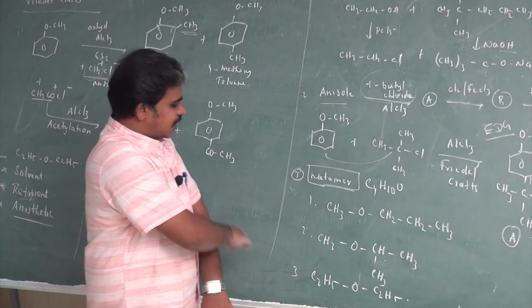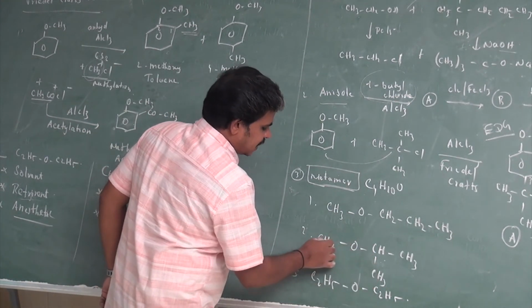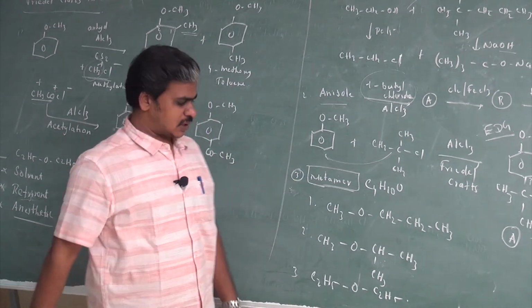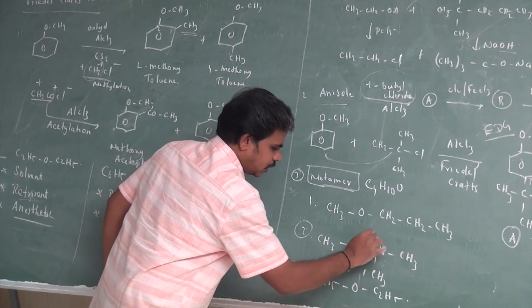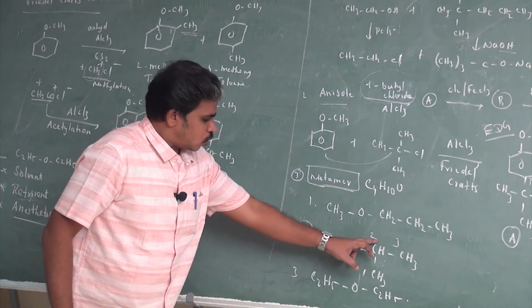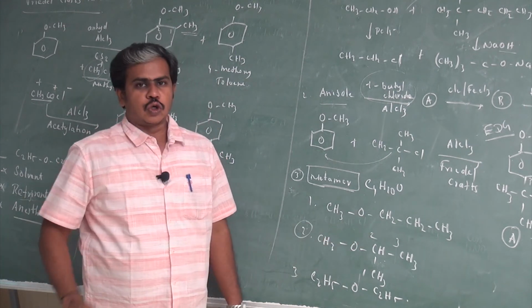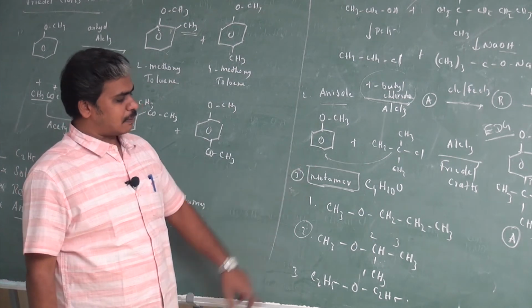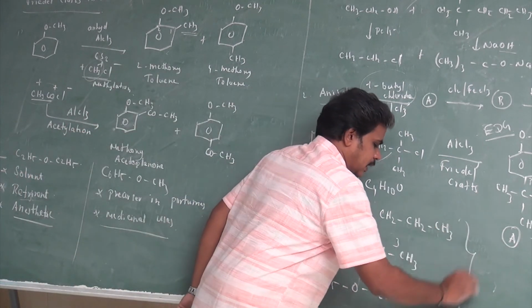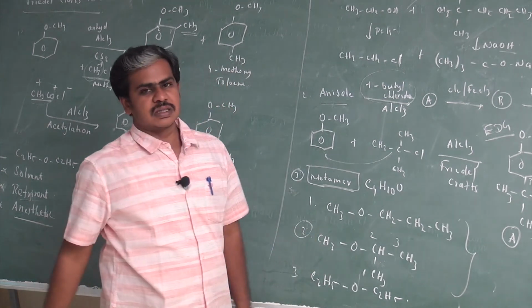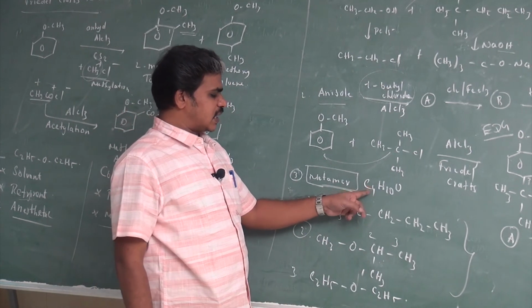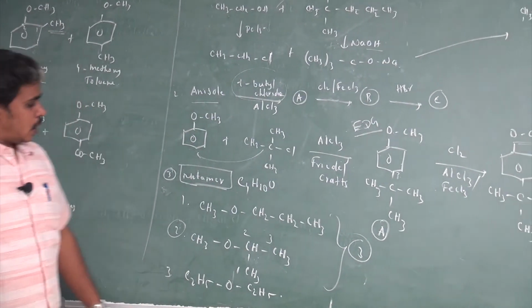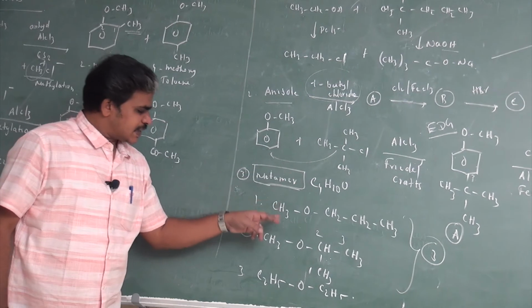And they are asking how many metamers 2-methoxypropane has. This is 2-methoxypropane, here 1, 2, 3. So 2-methoxypropane has another 2 isomers, which are known as metamers. So totally there are 3 metamers possible for the molecular formula C4H10O. So 3 metamers.